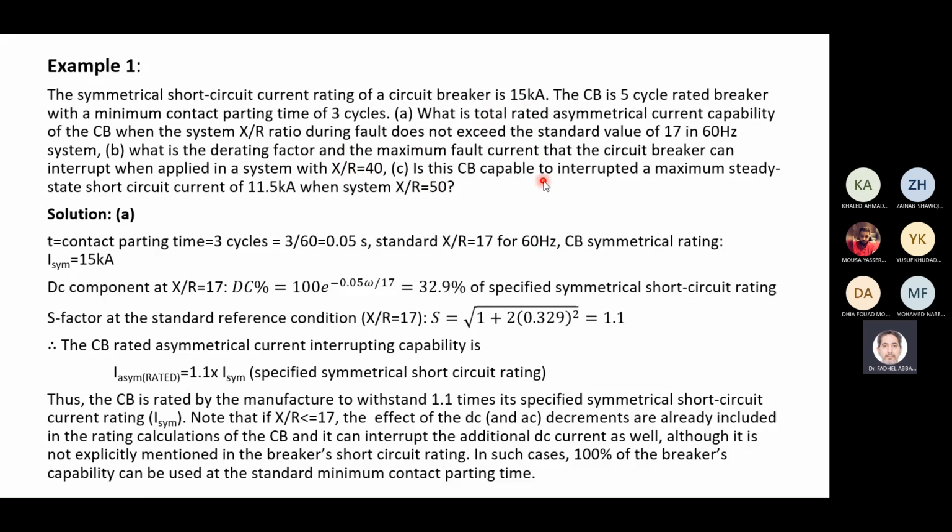Is the circuit breaker capable of interrupting the maximum steady state short circuit current of 11.5 kilo ampere when X to R is 50? The second question here: can this circuit breaker, rated 15 at the standard values of DC current, not break this fault current when the X to R ratio is 50? Are these three questions clear?